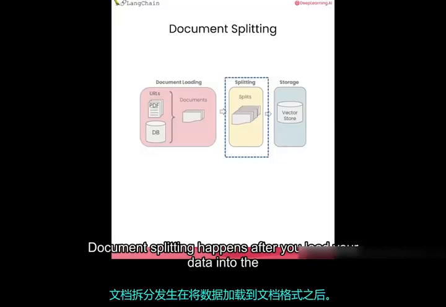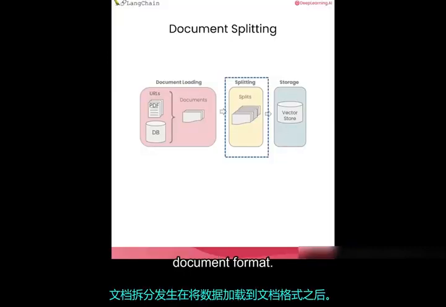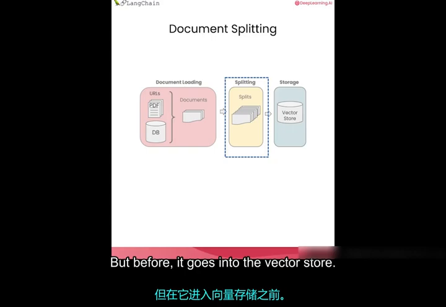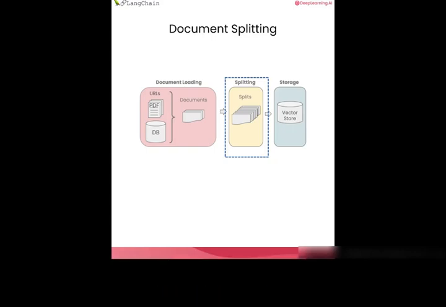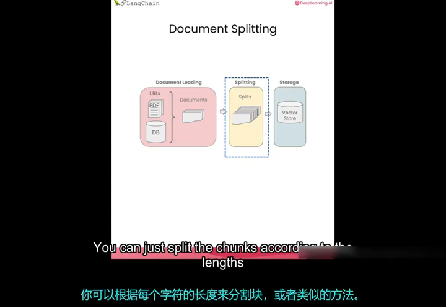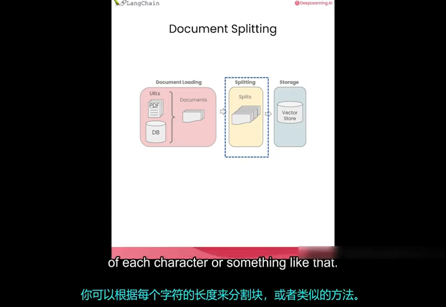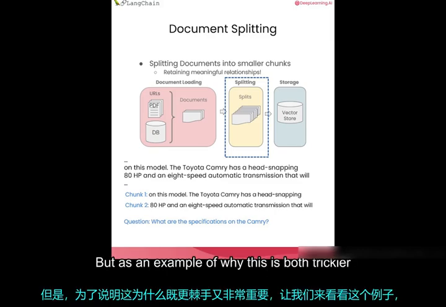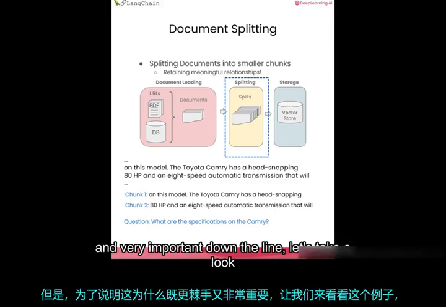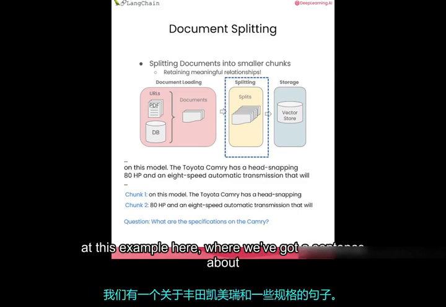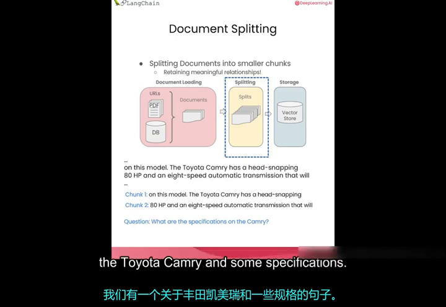Document splitting happens after you load your data into the document format, but before it goes into the vector store. And this may seem really simple. You can just split the chunks according to the lengths of each character or something like that. But as an example of why this is both trickier and very important down the line, let's take a look at this example here, where we've got a sentence about the Toyota Camry and some specifications.